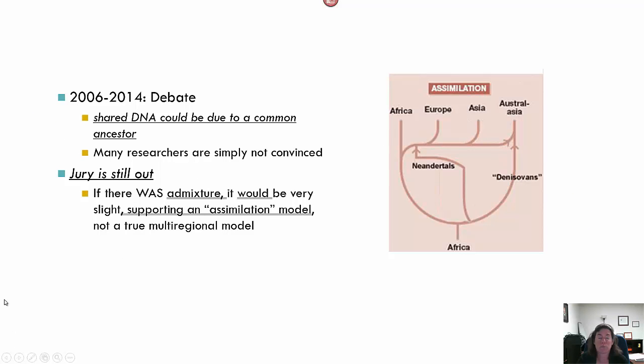This is obviously very controversial. Some people have suggested that the shared DNA could be due to a common ancestor. Some researchers are just not convinced. It's, as I said, controversial. People are still talking about it. If there was admixture, it would be very slight, supporting an assimilation model, not a true multi-regional model. But either way, the idea that there may have been admixture is very intriguing.